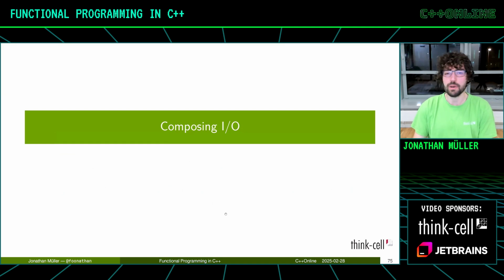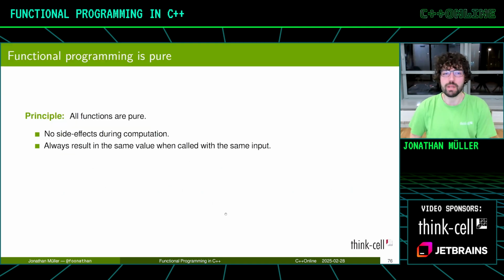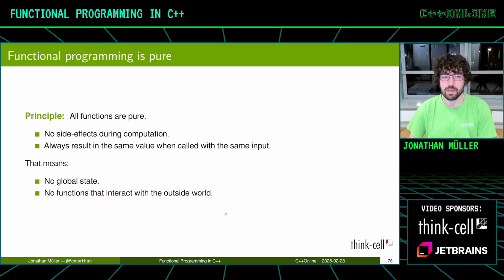Now, finally, let's look at composing IO. In a functional programming language, all functions are pure. That means that you do not have any side effects during computation, and they will always result in the same value when called with the same input. That means that you do not have global state, and that you can't interact with the outside world at all.